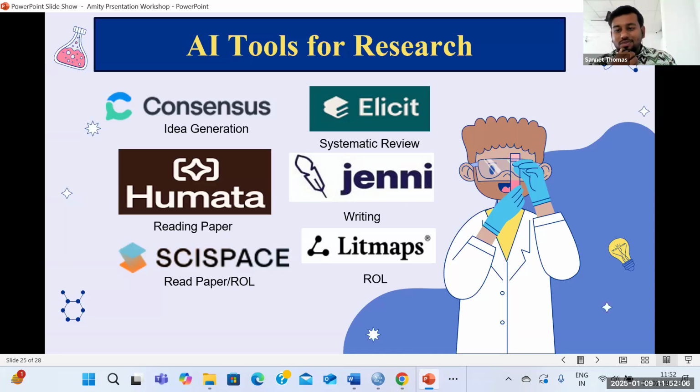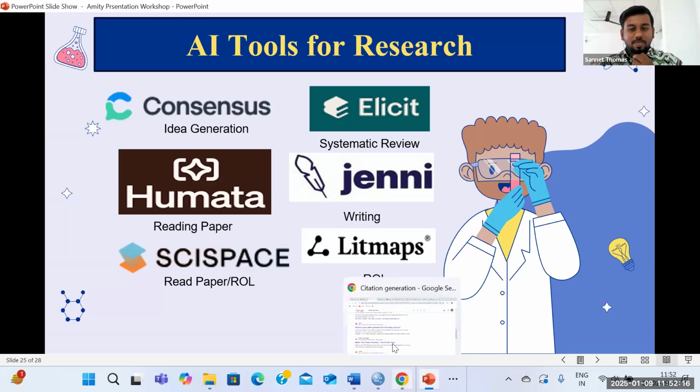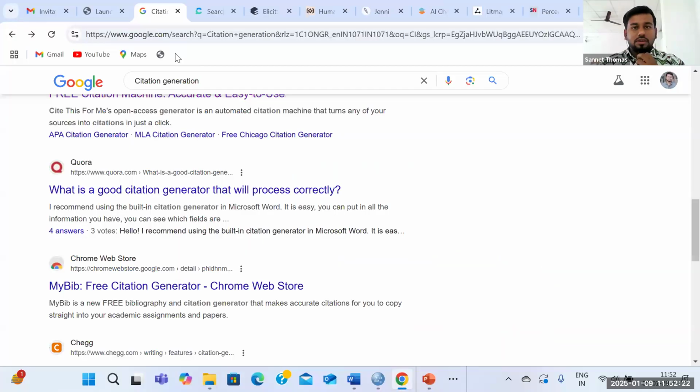So nowadays research is very easy, but whatever it is, you should know the knowledge. Then only you can use all these softwares. The first one we will talk about is Consensus. So Consensus is usually used for idea generation. So here you can see, just a second.